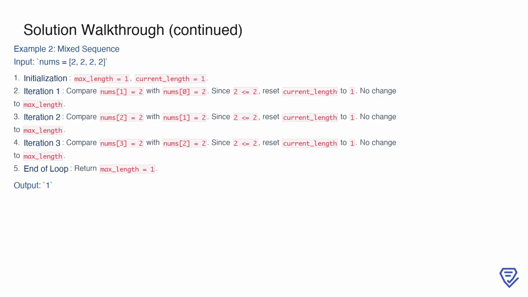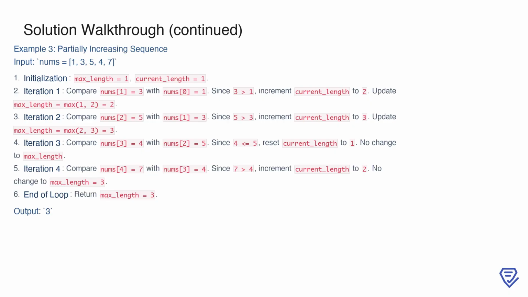Moving to the next comparison, we look at the third 2 and compare it with the second 2. Again, the sequence is not increasing, so we reset current_length to 1 without changing max_length. Finally, we compare the fourth 2 with the third 2, and the same condition holds, current_length stays at 1, and max_length remains unchanged at 1. At the end of the loop, we return max_length, which is 1, as there is no increasing subsequence in this array.